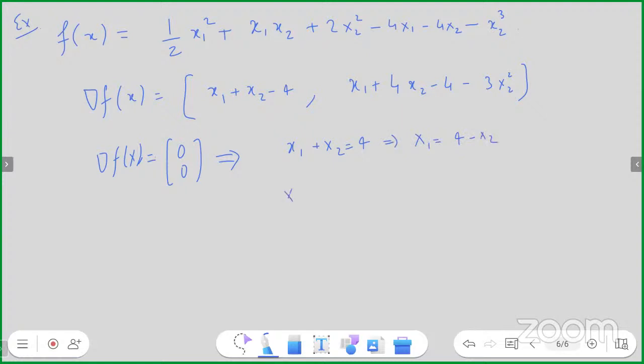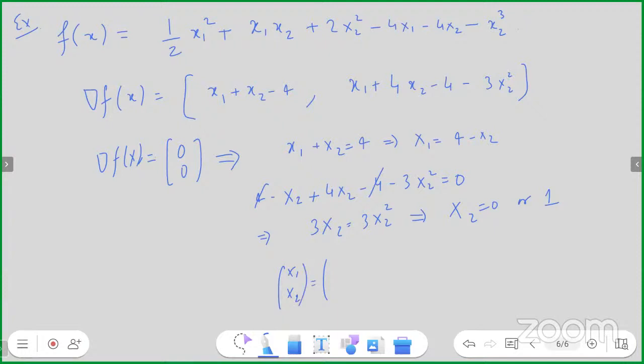So this will give you 4 minus x2 plus 4x2 minus 4 minus 3x2 square equal to 0. So this gives me 4 cancelled. This is 3x2 is equal to 3x2 square. So this implies, and x1 plus x2 is 4. So what are the two possible answers for x1, x2? 0, 3.